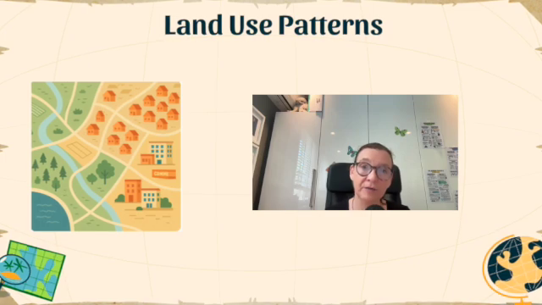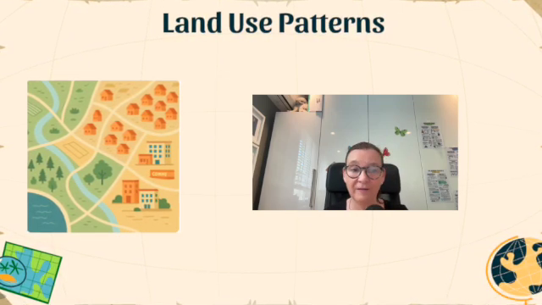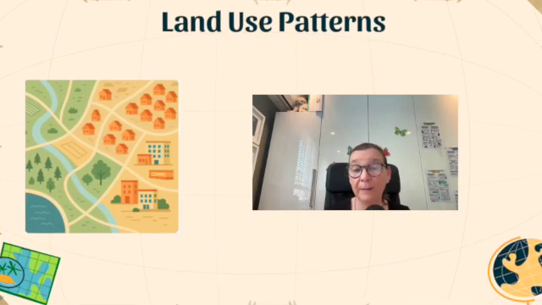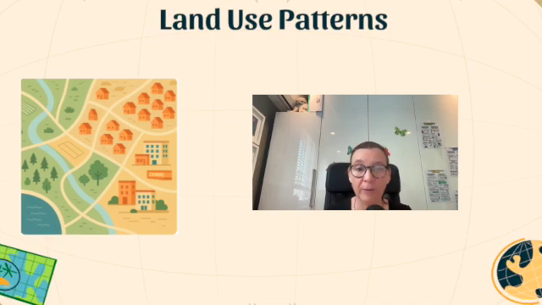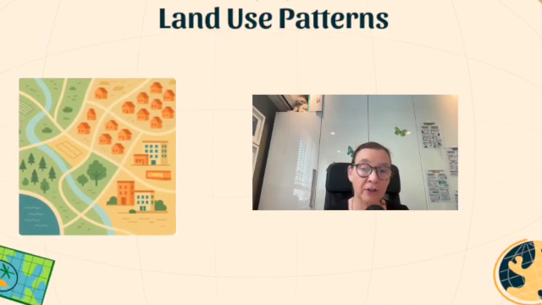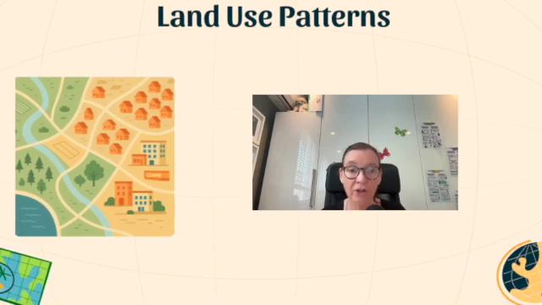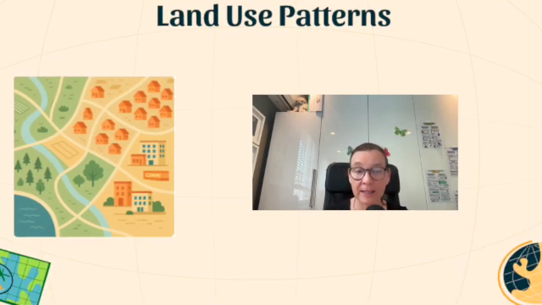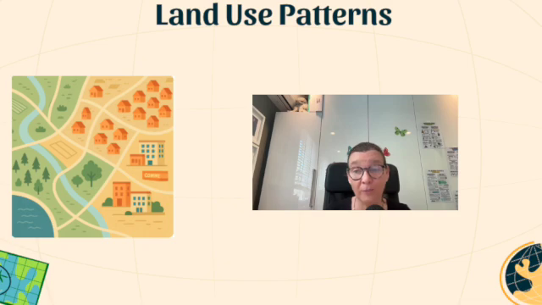The significance of land use patterns is that they reveal human modifications of the environment. In other words, they show how people change the land to fit their needs. So for the exam, remember this. Land use patterns often show up in questions that link economic activity to environmental change. So if you see a prompt about cities, agriculture, or industry, land use patterns are probably an important part of your answer.